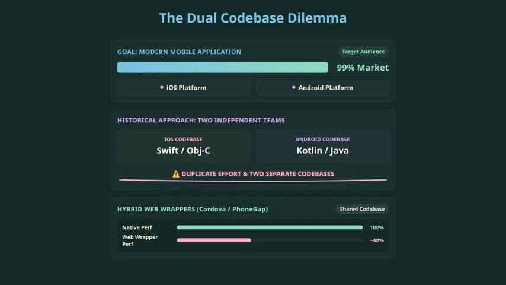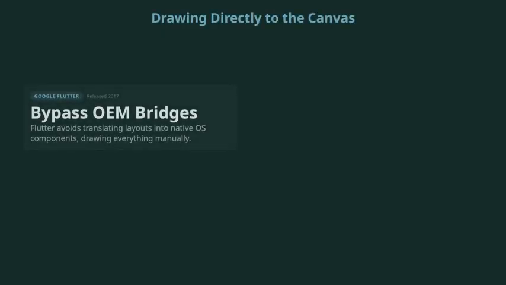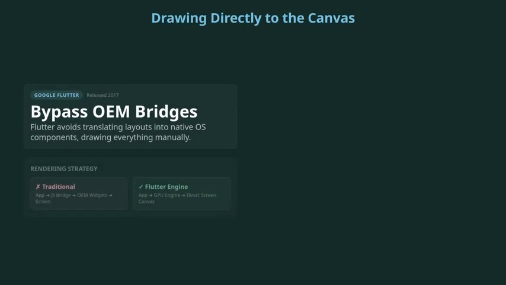But the bridge architectures introduced a massive performance tax, serializing data over the JavaScript bridge to talk to native OEM widgets at 60 frames per second. The result is dropped frames, sluggish scroll animations, and complex, fragmented codebases. In 2017, Google released Flutter to completely bypass this native widget bridge architecture.